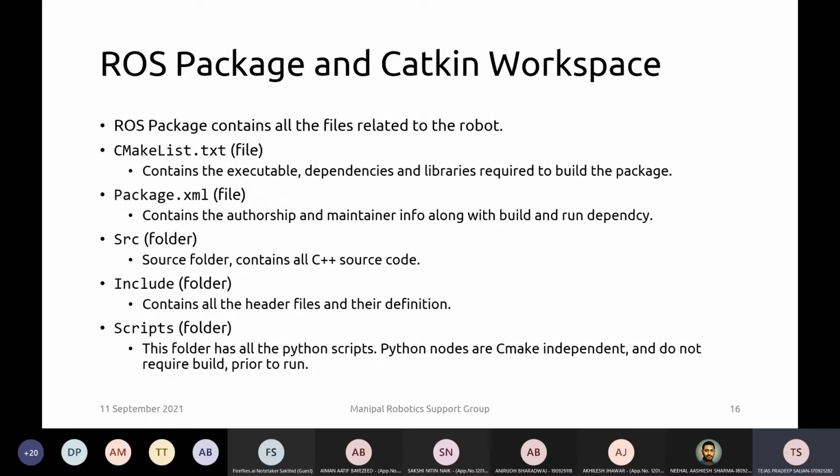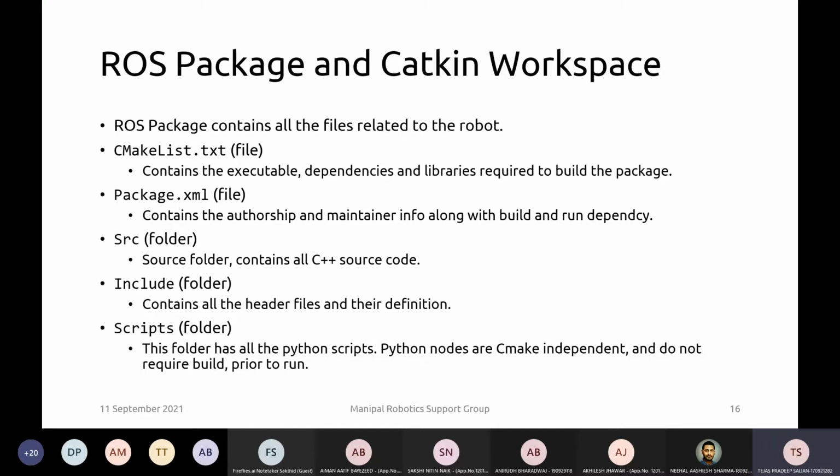src folder, src is the source folder and it contains the C++ source codes, that is the C++ scripts. Include folder contains all the header files and their definitions. So for example, sometimes when we need to create our own classes, we define header files for the C++ code. Those header files that are defined are saved in the include folder, and the main code is present in the src.